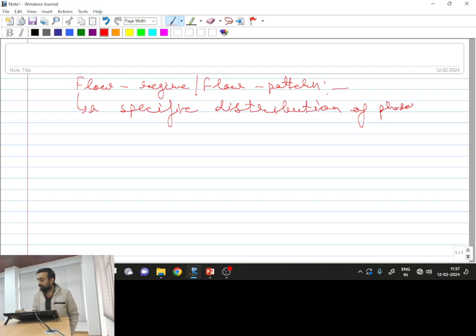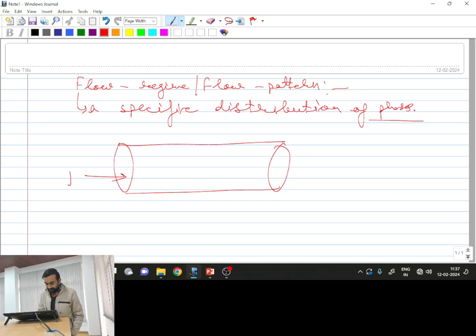Now, the specific distribution of phases will depend upon different things. For example, consider the different volumetric fluxes, the superficial velocities. Say you have a pipe, and one fluid has some volumetric flux JL, and the other fluid has volumetric flux JV. Depending upon the different values of the volumetric fluxes, there can be different sets of phase distributions.